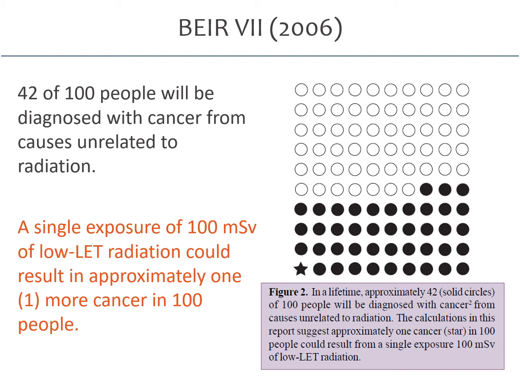This figure simplifies the conclusions of the BEIR Committee for the excess cancer risk from radiation for the US population. The normal cancer incidence in the US population is 42%. That is, about 42 of 100 people in the US will be diagnosed with cancer at some stage in their lives from causes not related to radiation. These are the black circles in this figure. If these 100 people are all exposed to 100 millisieverts of ionizing radiation, then we would expect this exposure to result in one more cancer, this black star.